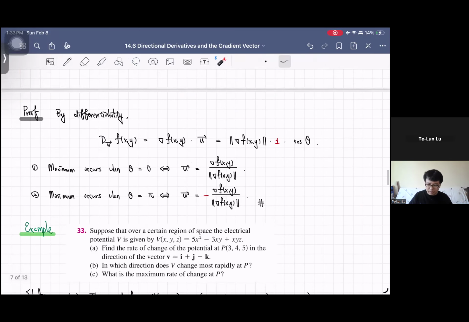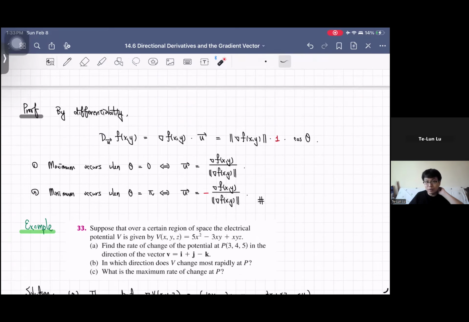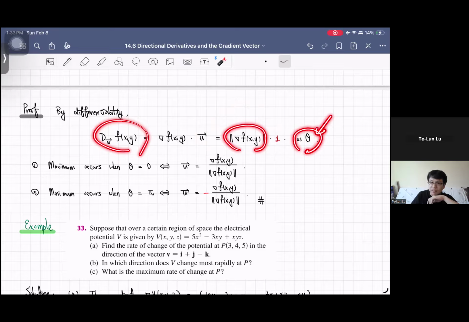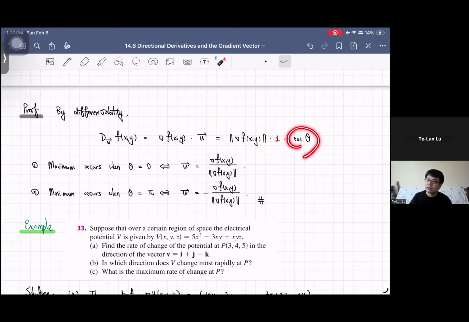So it is actually really simple to prove this because by differentiability, we know that you have this formula, right? And we spent a lot of time on this: the dot product reduces to the product of the lengths together with cosine theta, where theta is the angle between the two vectors, gradient f and u, right? In particular, the length of u is always 1 because it is a unit vector. So everything reduces to this times this. And theta is affected by u here, right? So we know that cosine theta is largest when it is 1, right?